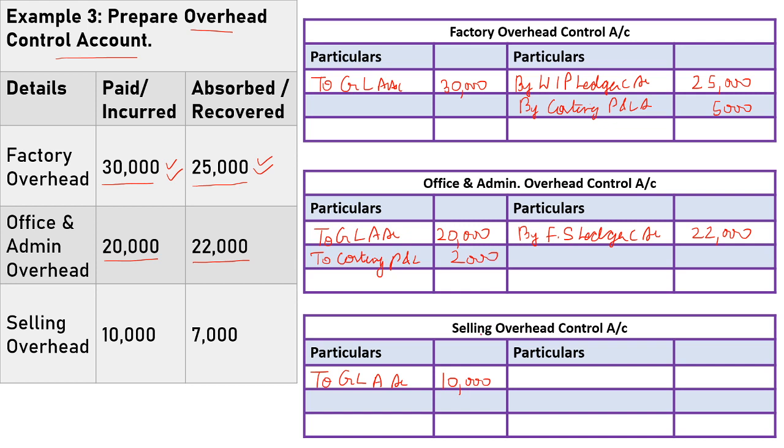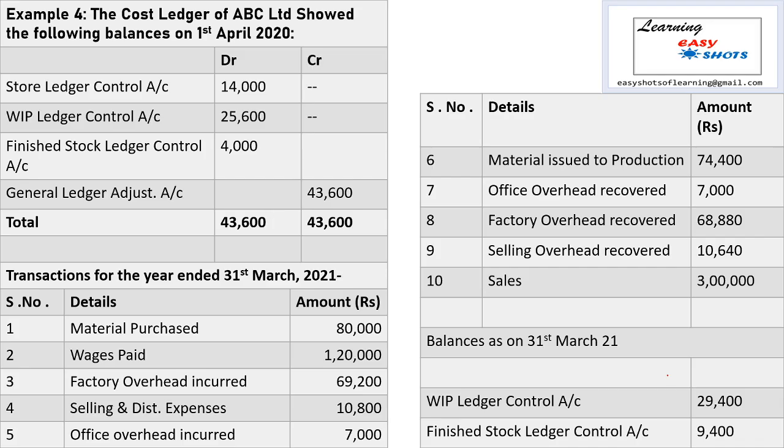Our last overhead is selling overhead, and the charging of this overhead is through cost of sales account. So by cost of sales amounted to 7,000, and this under recovery of overheads is transferred to costing P&L with the amount 3,000. So this is how the overhead control accounts are prepared, or we do the ledger posting of overhead control accounts.